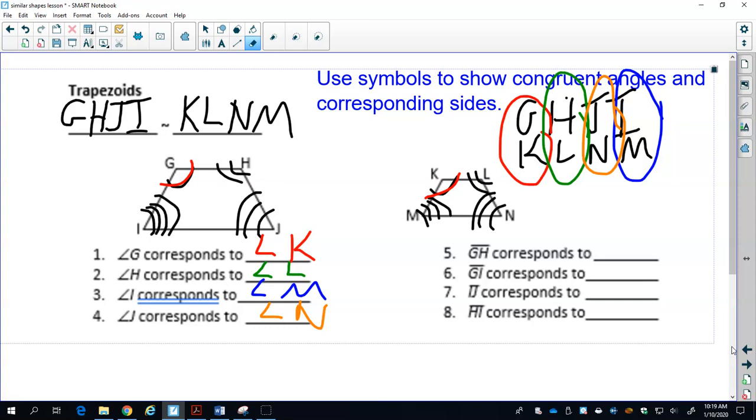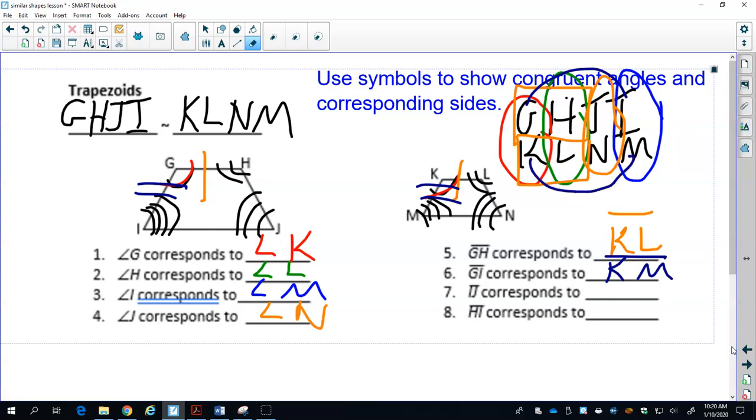And then same thing with the side lengths. You see GH. GH is going to go with KL. You can see it in the picture. GH goes with KL, or you can look at the order of the letters. GI we see is going to be 2 dashes. GI goes with KM.